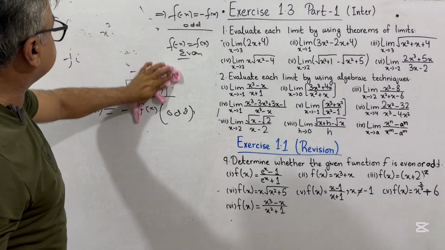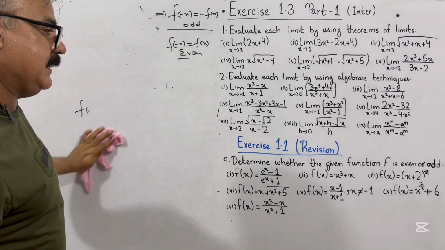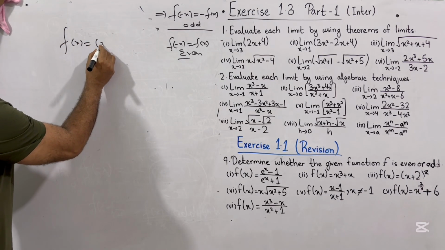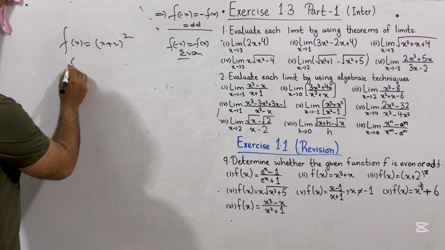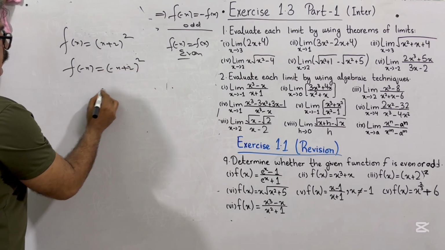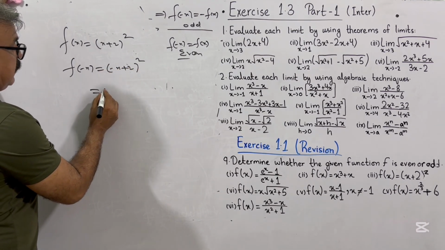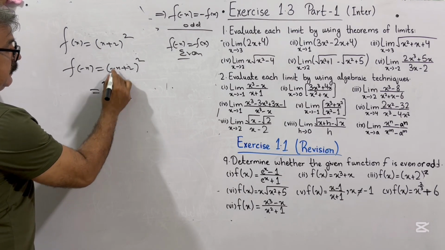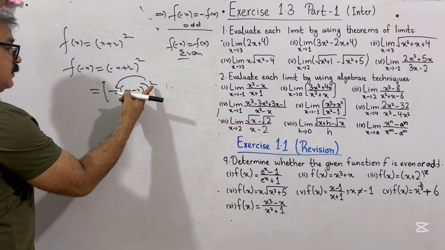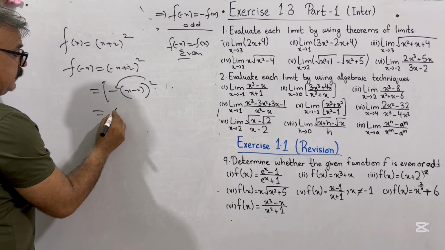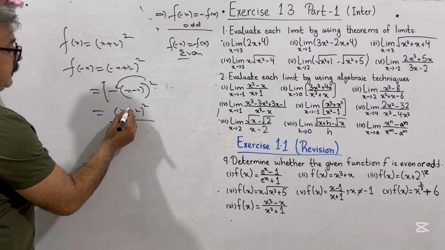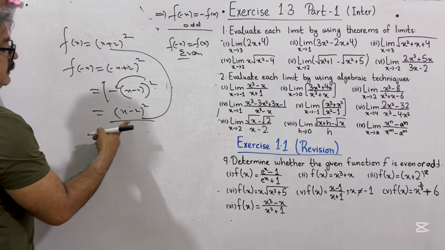Another one: f of x is equal to x plus 2 whole square. Replace x by minus x, we get minus x plus 2 overall square. If I take minus common, at most it will become x minus 2 overall square. This minus, by virtue of the even power, turns positive, but x minus 2 whole square is my result. Here there is x plus 2 whole square, there is x minus 2.